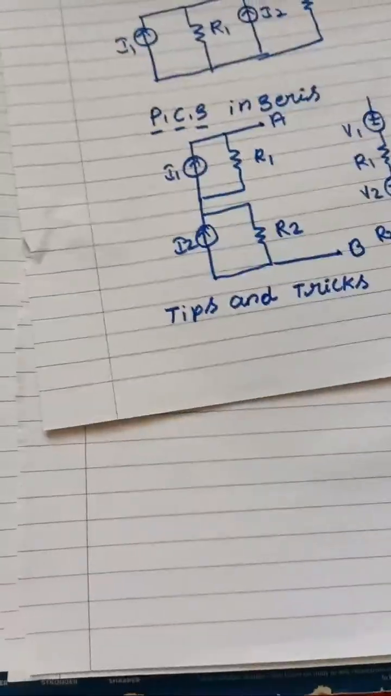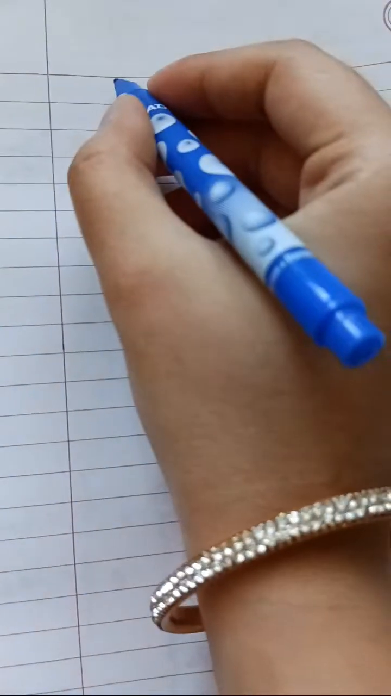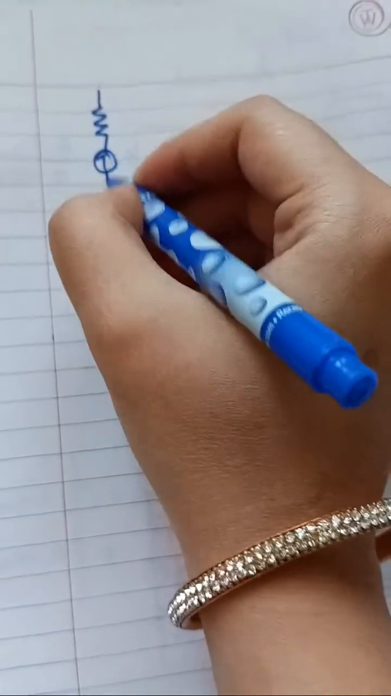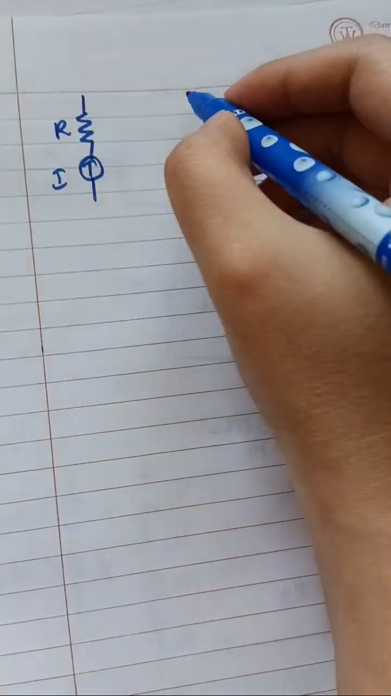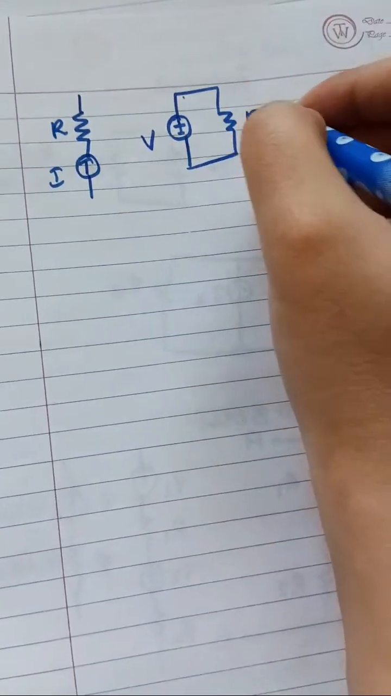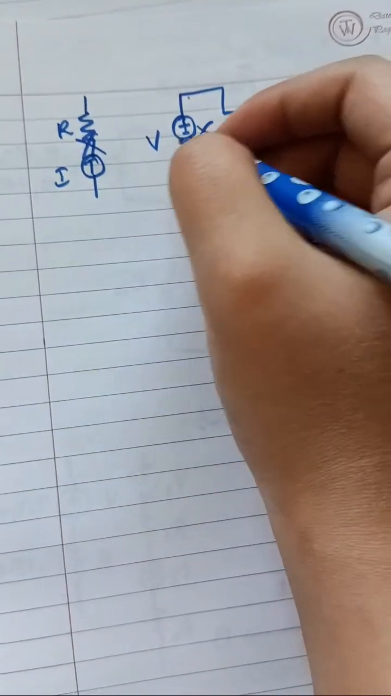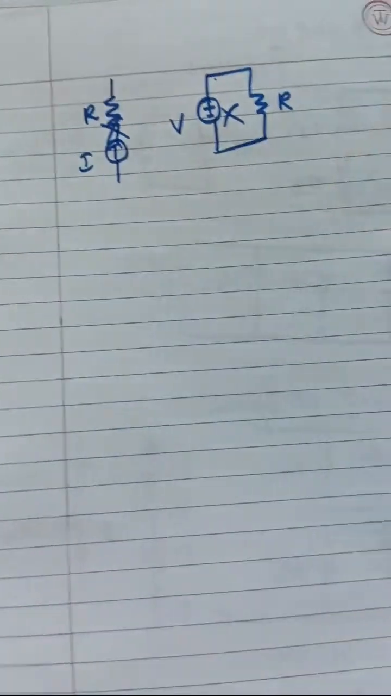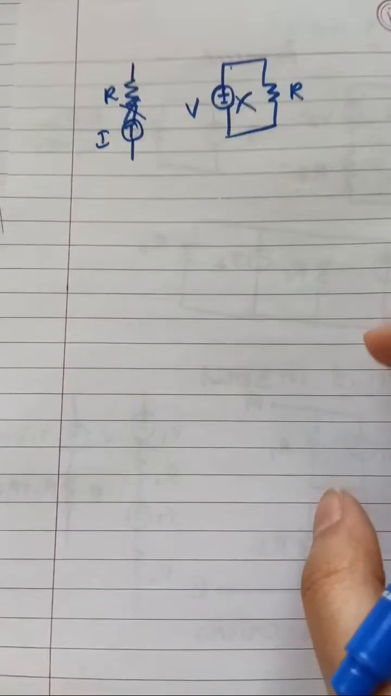Okay. And the second tip and trick is that if you have a voltage in parallel with the resistance, or a current in series with the resistance, these two are ruled out, because there should be no voltage in parallel with the resistance, and no current in series with the resistance. I hope you're getting my point. These are the two tips and tricks that you have to follow.